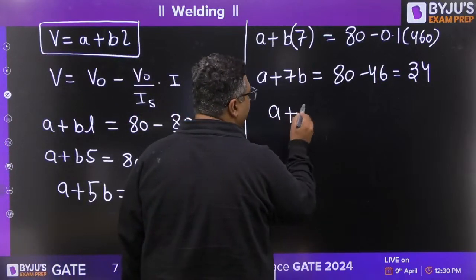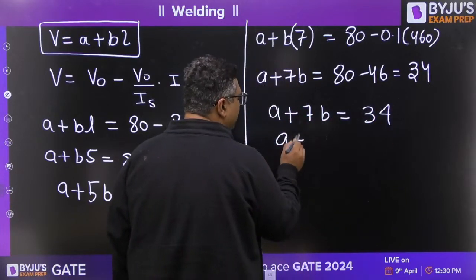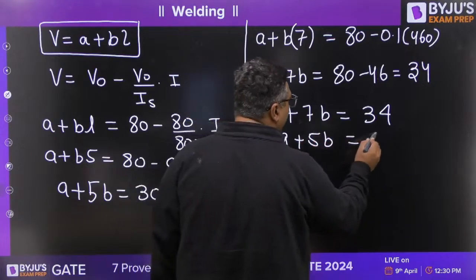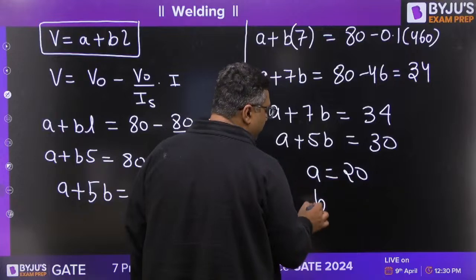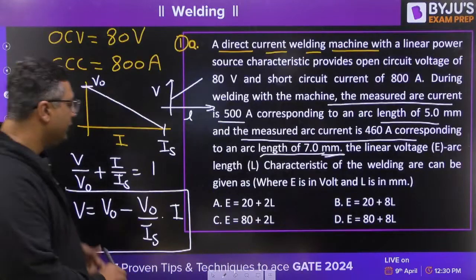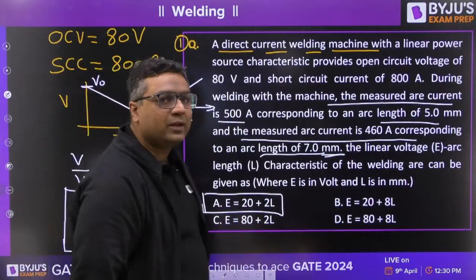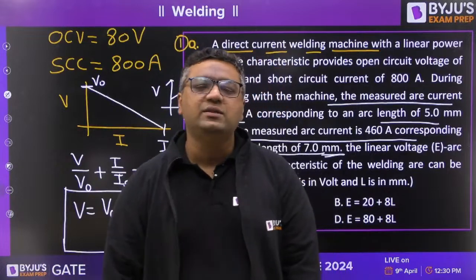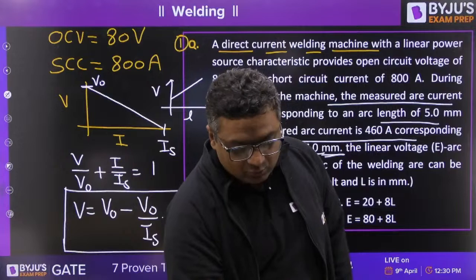The answer is correct. A plus 7B is 34, and A plus 5B is 30. When you solve this, you will get A as 20 and B as 2, and the equation will come out to be 20 plus 2L. So A is going to be right. Very good, Kiran. This is the first question which comes in the paper.